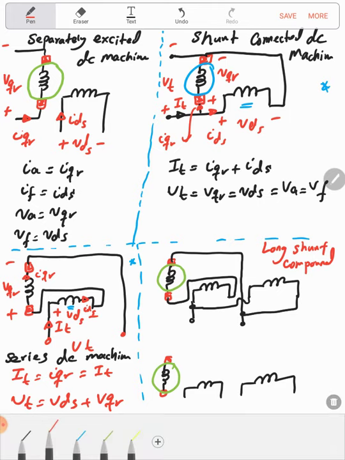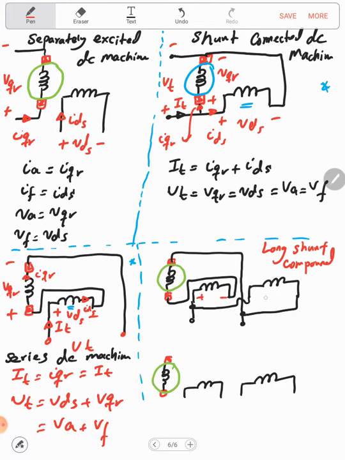So this will be plus minus, plus minus. Here we have two coils in the DQ. So this will be the VDS1 and this will be the VDS2. And here I will use the 1 for the series and the 2 for the shunt. So here we can write 1 is for the series and 2 will go for the shunt. So here we have plus minus V terminal here, and here we have plus minus VQR.